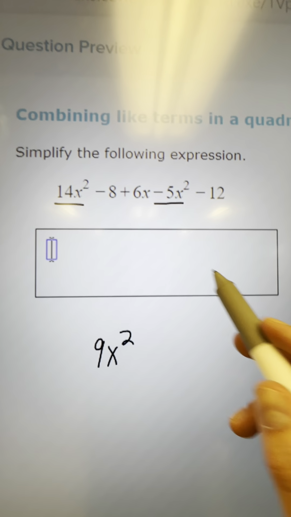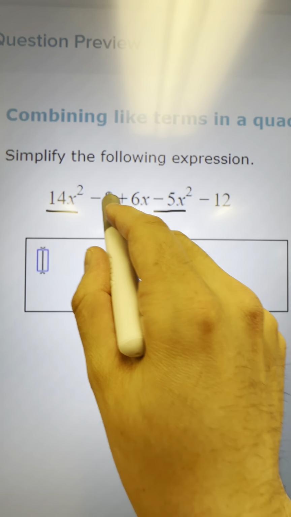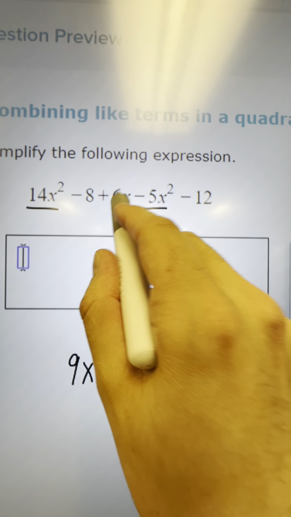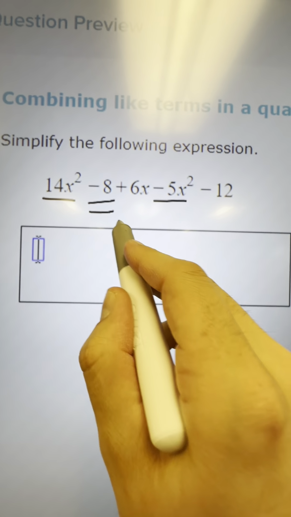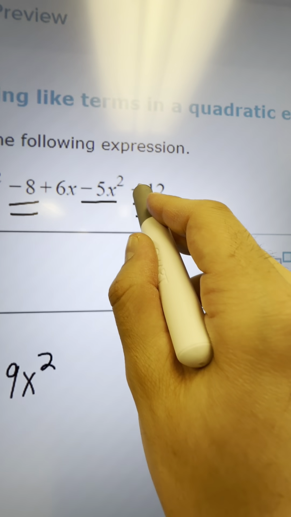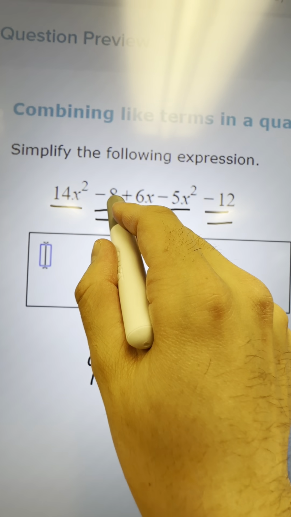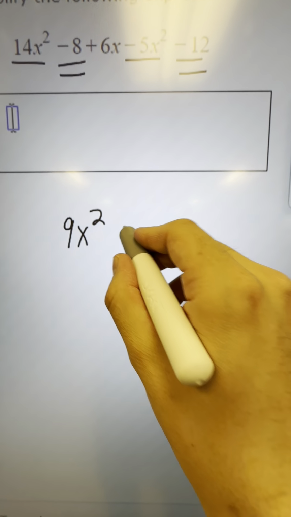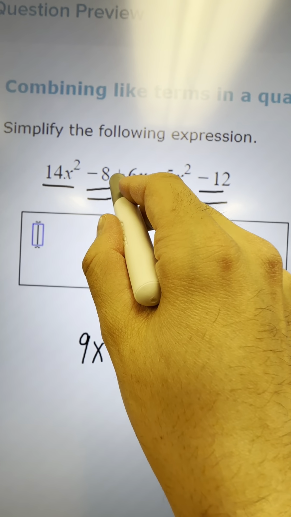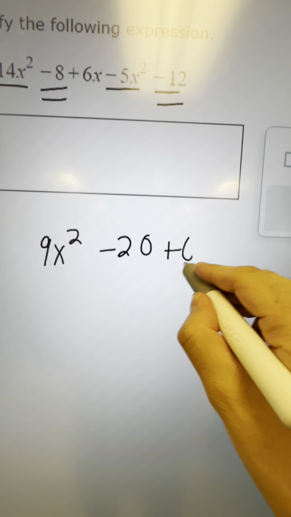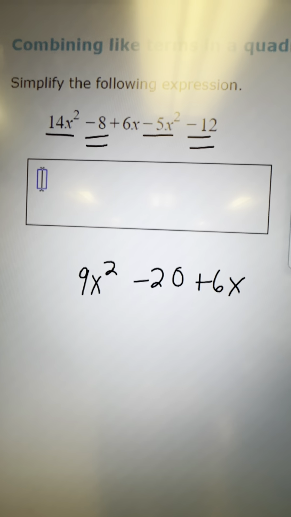Then I look at what's left. So I have an 8, which is a constant, meaning there's no variable. Then we have a 6x and then a 12, another constant. So this constant, -8, is going to be combined with the -12. So -8 minus 12 is going to give me -20. And then the last term, plus 6x, I'll bring that down. And I am all set.